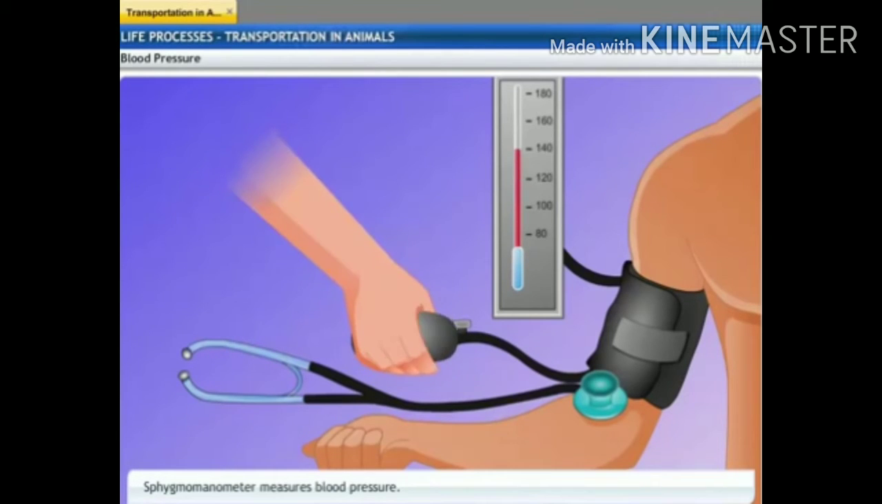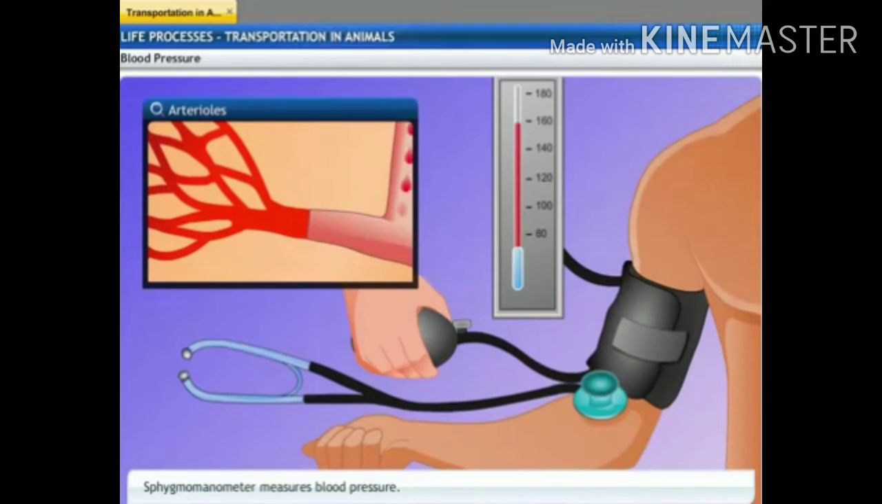High blood pressure is also called hypertension. It is caused by the constriction of capillaries of arteries called arterioles. This results in increased resistance to blood flow.